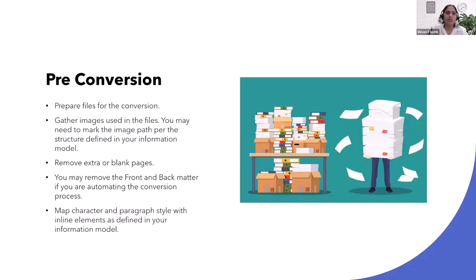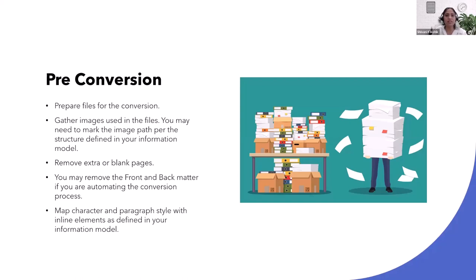If you are automating the migration, then it becomes really critical to define the pre-conversion and post-conversion strategy. Prepare your files for the conversion. Gather images used in the files. You may need to mark the image path for the structure defined in your information model.